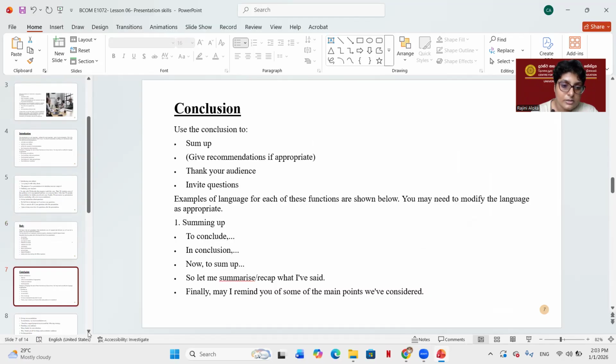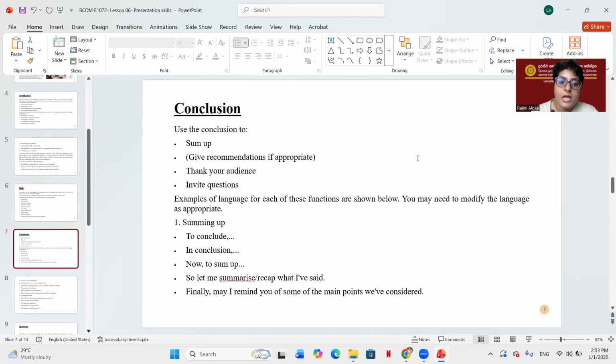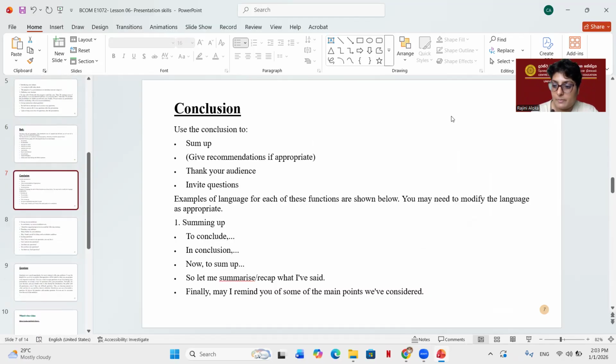Moving on to the conclusion, use the conclusion to sum up. Give recommendations if appropriate. Thank your audience. Invite questions. We'll go through different phrases. To sum up, to conclude, in conclusion, now to sum up. Let me summarize or recap what I've said. Finally, may I remind you of some of the main points we've considered. These are the ways you can start the conclusion.